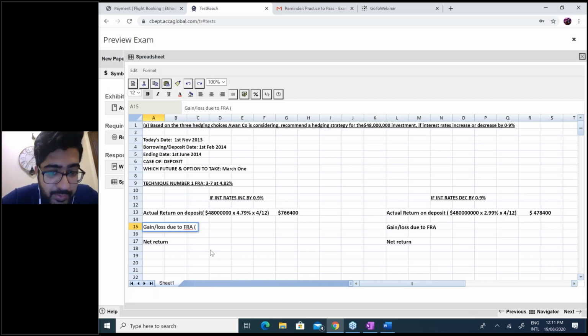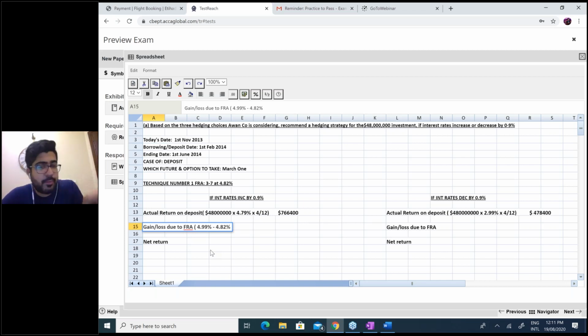If interest rates increase by 0.9, the interbank rate was 4.09, so your rate becomes 4.99. But you are doing FRA. What was the FRA rate? The locked rate, 4.82. You're doing the FRA technique, right?